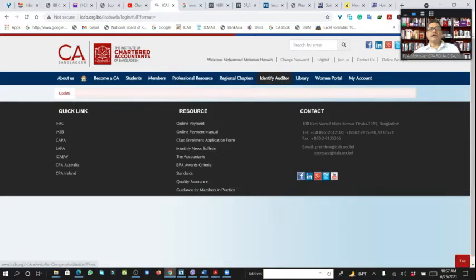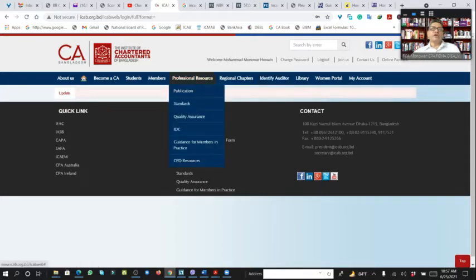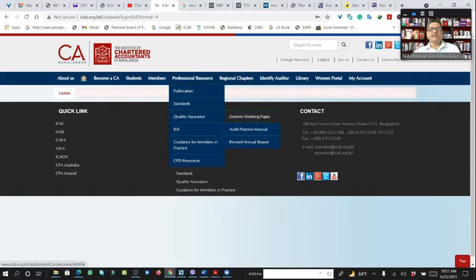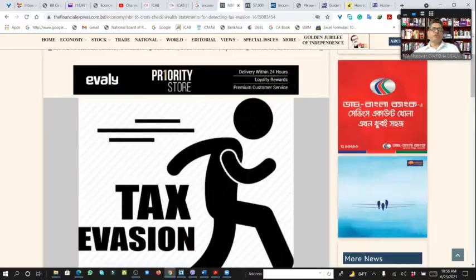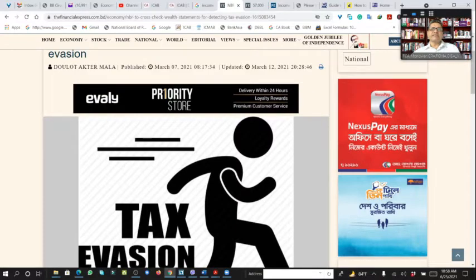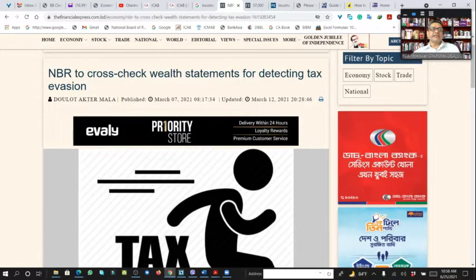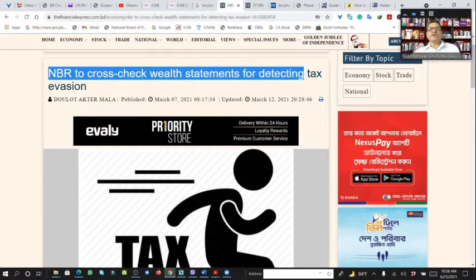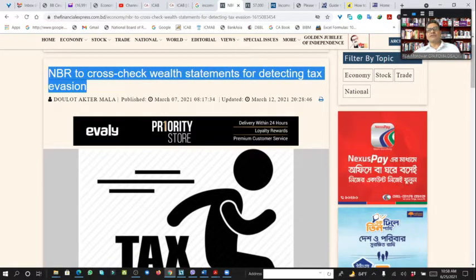Also ICB has another module for the verification of audit report, and here we have the professional items: audit practice manual, dummy working paper, and differences, not only for tax audit but all audit. Lastly, NBR is saying that NBR cross-checks wealth statements to detect tax evasion.